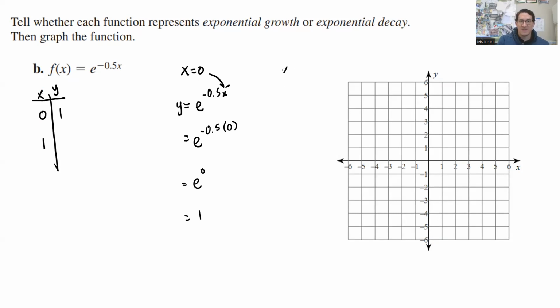Next one, x is equal to 1. So it's going to be y is equal to e to the negative 0.5x. The 1 is going to go in for x. So you're going to get negative 0.5 times 1. That's going to be negative 0.5. E to the negative 0.5, you're going to put that in a calculator. So I'm going to do 2.718 for e, and then use my exponent button, negative 0.5. That comes out to 0.606 and so on. So about 2/3.